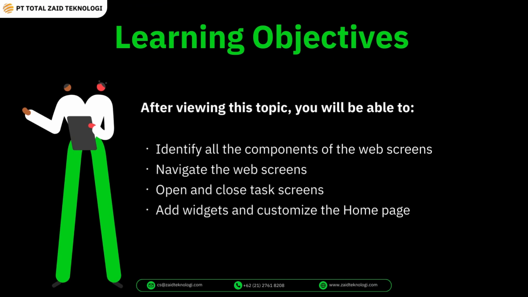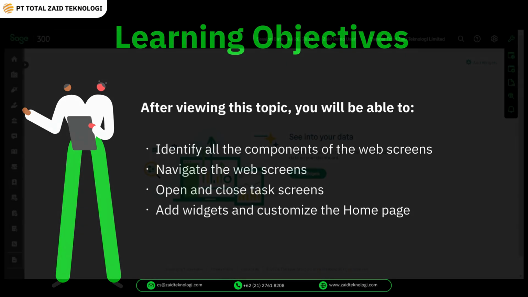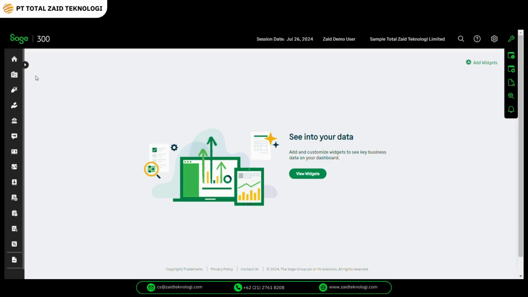In this session, we will explore the components of your web screen's homepage. We'll learn how to navigate these elements, open and close task screens in Sage 300, and customize the homepage, including working with widgets. Depending on your Sage 300 version, the view or navigation might vary. This view that we're looking at right now is for versions 2024 of Sage 300.